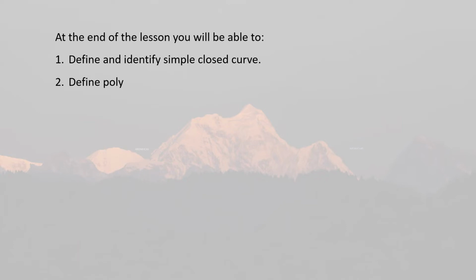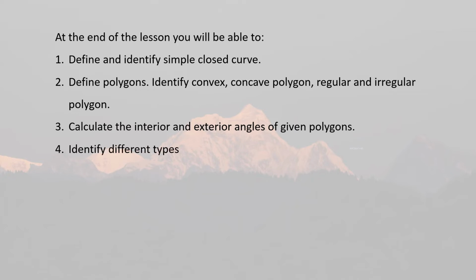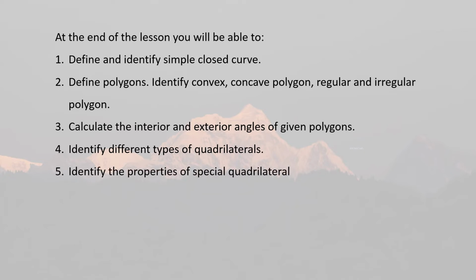At the end of the lessons, you'll be able to define and identify simple closed curves, define polygons, and identify convex, concave polygons, and regular and irregular polygons. You'll be able to calculate the interior angles and exterior angles of given polygons. You will also be able to identify different types of quadrilaterals, and you will be able to identify the properties of special quadrilaterals, or parallelograms, for example square, rectangle, rhombus, etc.